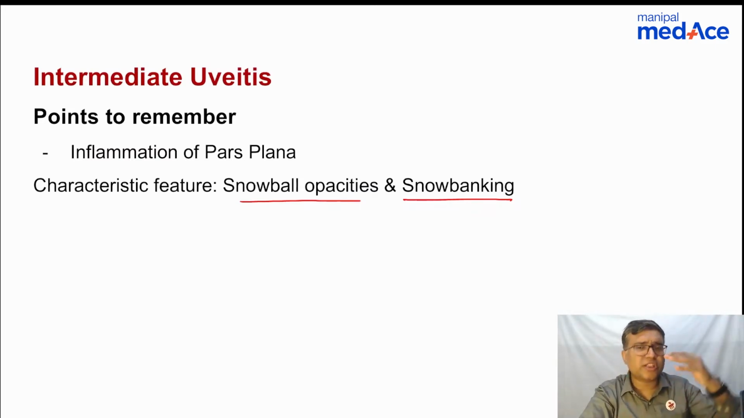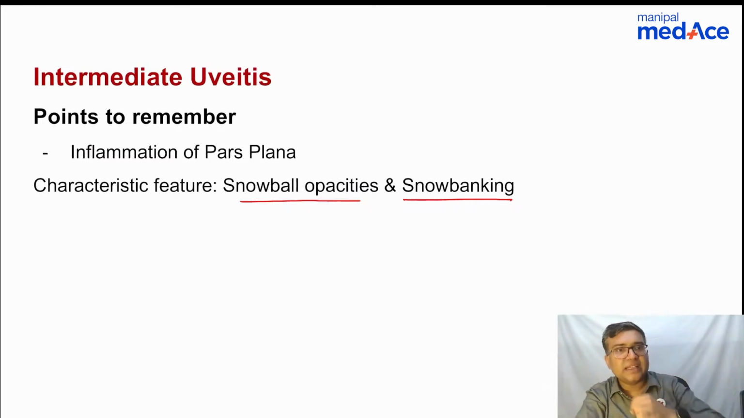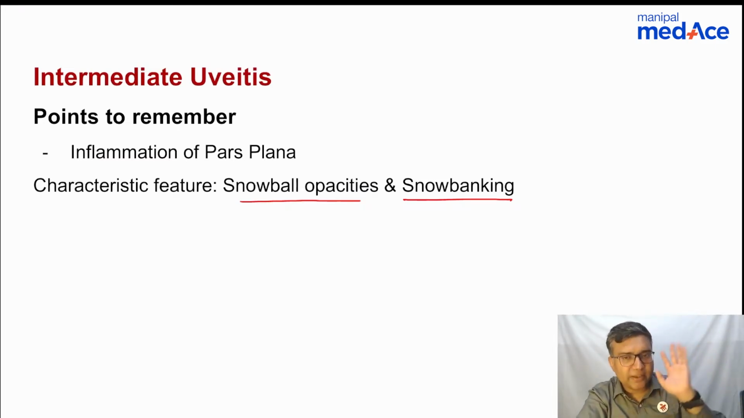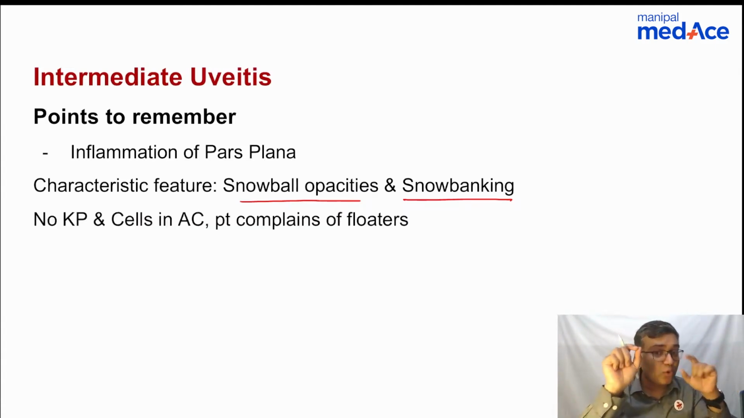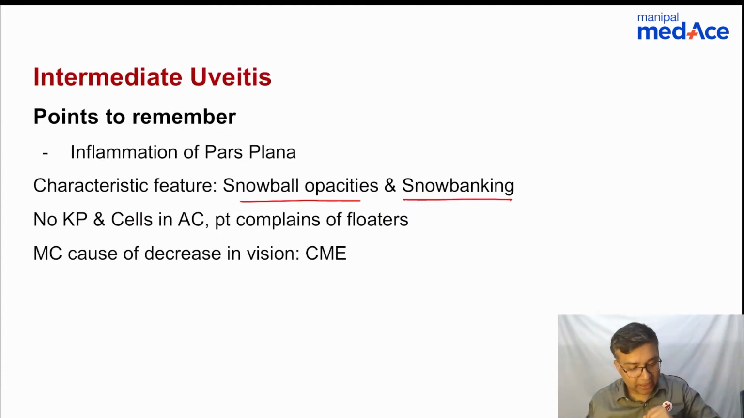So they would ask a question: a patient comes with floaters and having snowball opacities, what would be your diagnosis here? So my diagnosis is very clear, it would be intermediate uveitis. Remember, unlike the patient of anterior uveitis who would basically come with a lot of photophobia, the patients of intermediate uveitis only complain of floaters. There are no keratic precipitates or cells in the anterior chamber, and the most common cause of decrease in vision in these patients is cystoid macular edema.